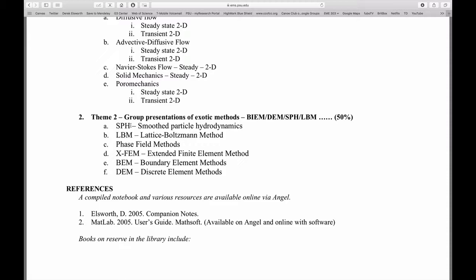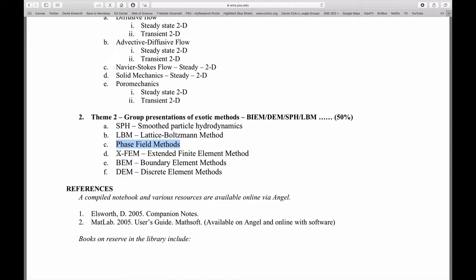Smooth particle hydrodynamics is a meshless method for fluid flow. Lattice-Boltzmann methods are used to represent the Navier-Stokes equations for flow in porous capillaries, where it's almost at a molecular scale that you're evaluating these. Phase field methods substitute variables to look for inclusions and inhomogeneities, and for fractures in different systems.